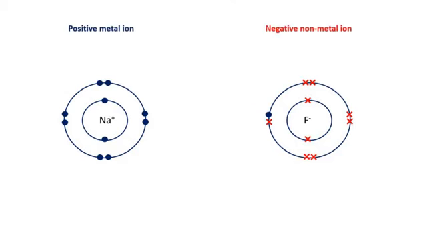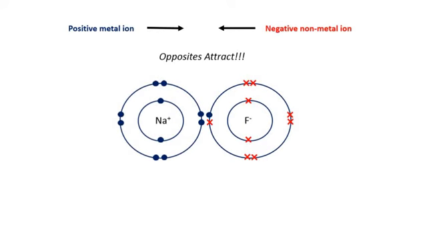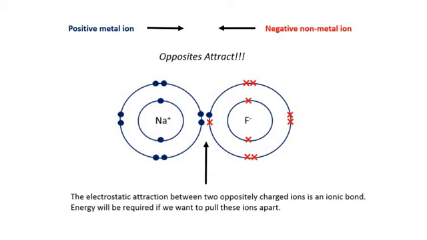Now if we know anything about opposites in science, we know that opposite charges attract, like this. Woohoo! And that right there, my friends, is an ionic bond. An ionic bond is the electrostatic attraction between 2 oppositely charged ions. And if we want to pull apart these 2 ions, it's going to take energy to do it. So we've formed a strong chemical bond between a positive metal ion and a negative non-metal ion.